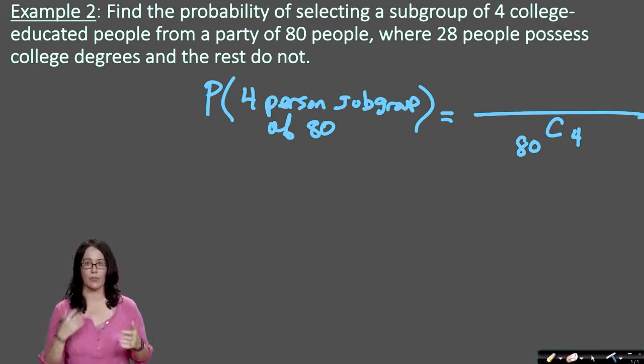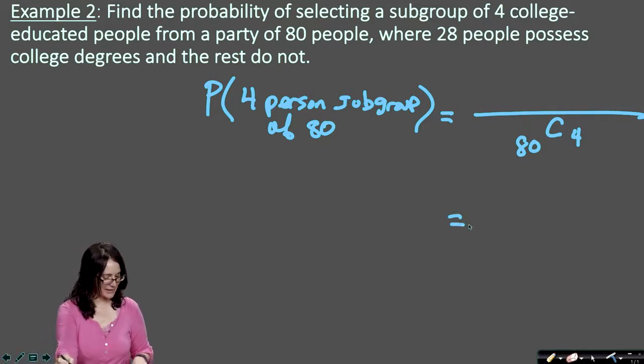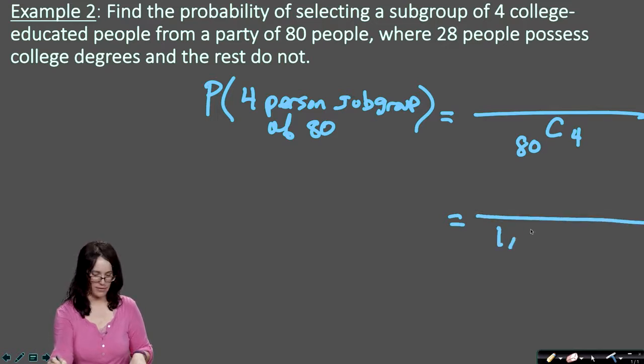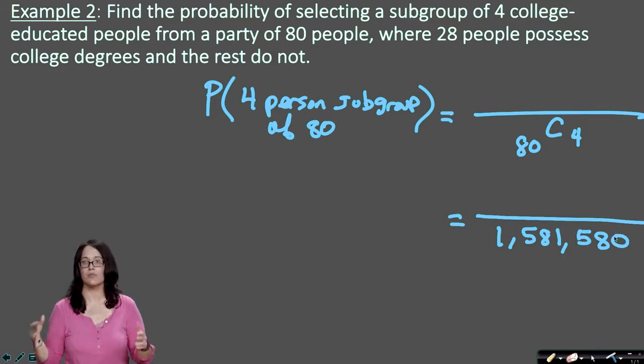That's the total number of ways that, if you had 80 people in a room, you could make 4-person subgroups. If you were dividing them into groups of 4, this will be the number of ways that can happen. Once again, feel free to use your calculator or the formula to get that number. I believe when I got that number in my calculator, it was a big number. It was 1,581,580.